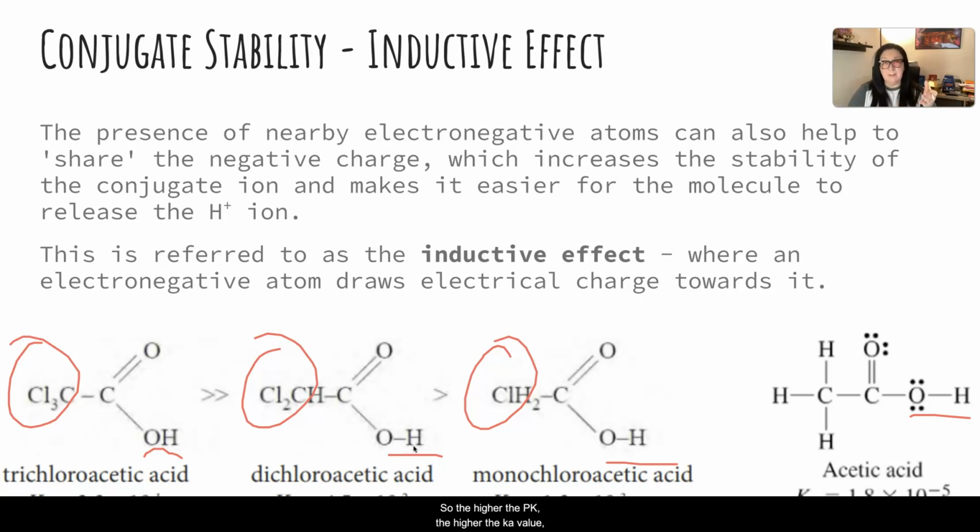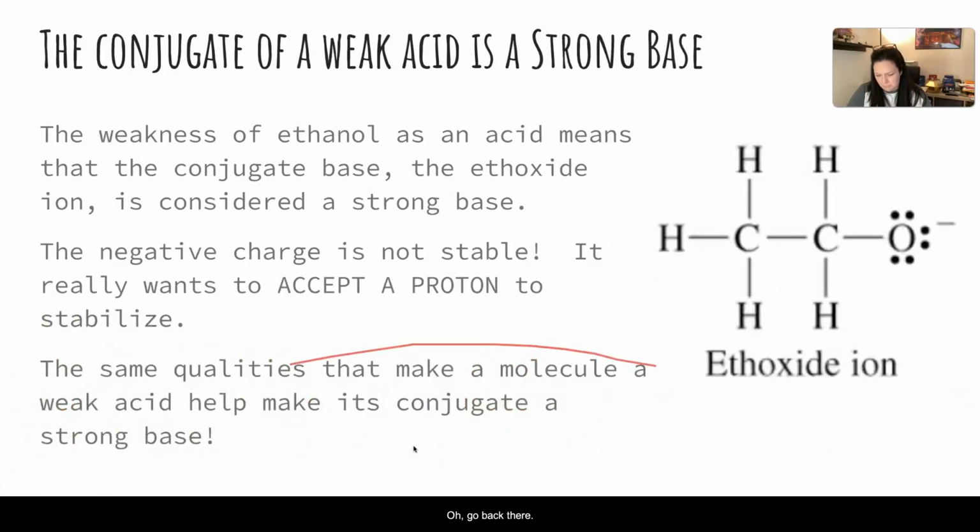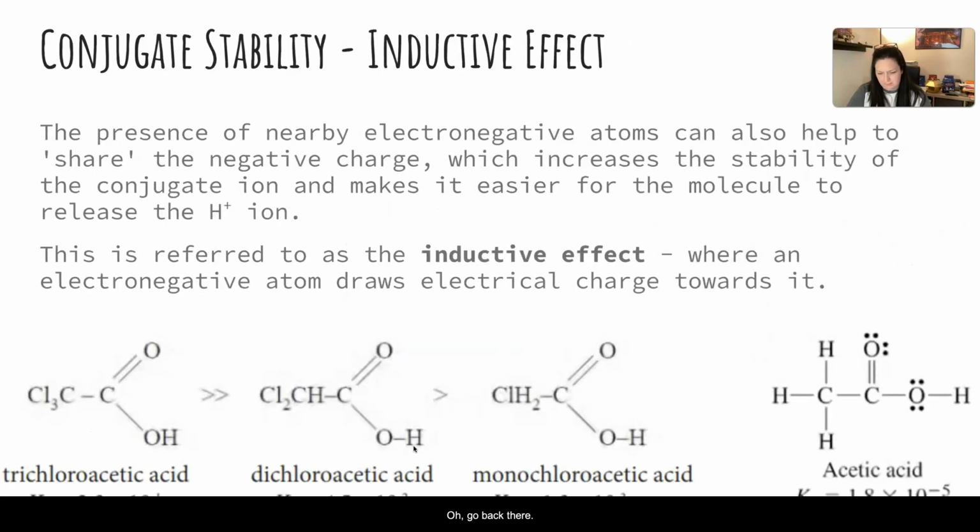So the higher the Ka value, the stronger the acid. Our regular acetic acid is 10 to the negative 5. It's a weak acid, so that's not terrible. But when I take one of those hydrogens away and add a chlorine, look at that, 10 to the negative 3. That is a stronger acid than the acetic acid. And then take a hydrogen away and add another chlorine, 10 to the negative 2.